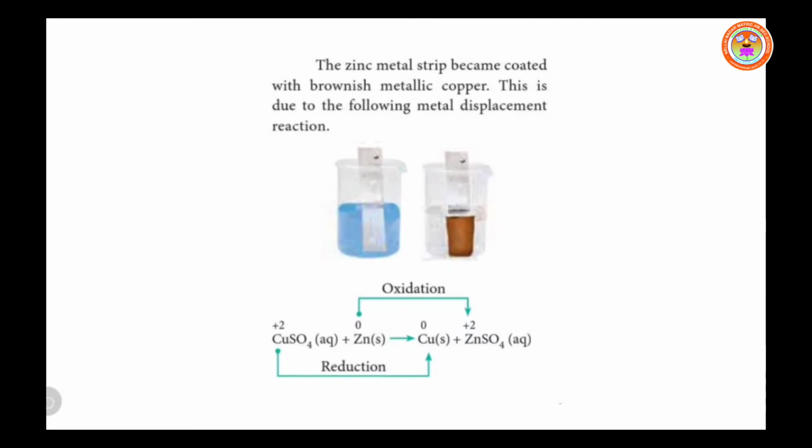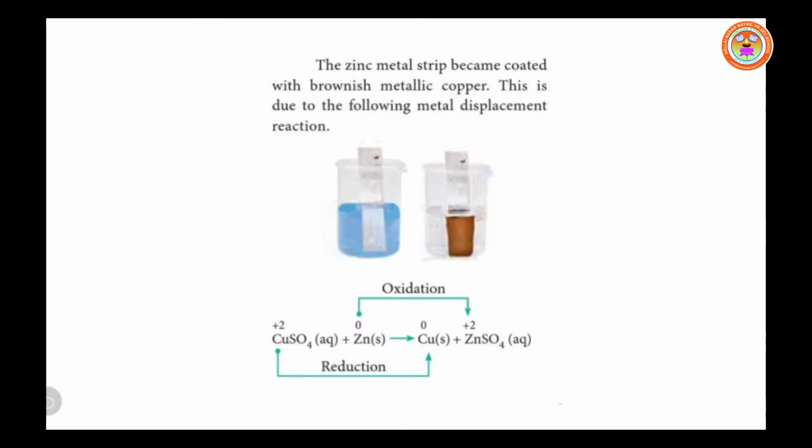Understand, children? Why does the zinc metal strip become coated with brownish metallic copper? That is due to displacement of copper by the zinc. Here the zinc metal displaces copper from copper sulfate solution. The displaced copper is deposited on the zinc metal. We know the color of copper is brown. So this reaction involves displacement of metal. Here the metal undergoing displacement is copper. Copper is displaced by zinc.